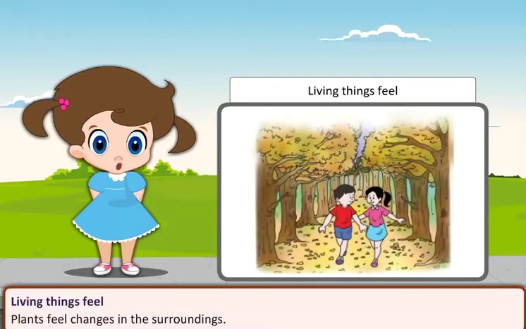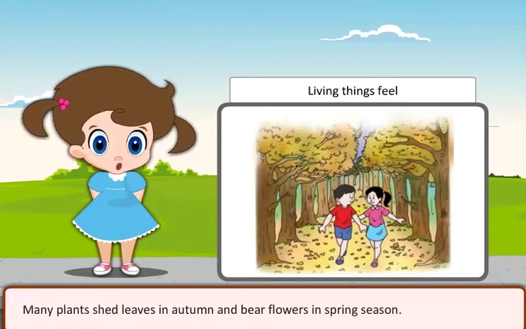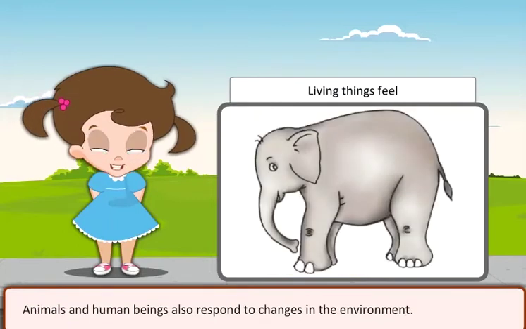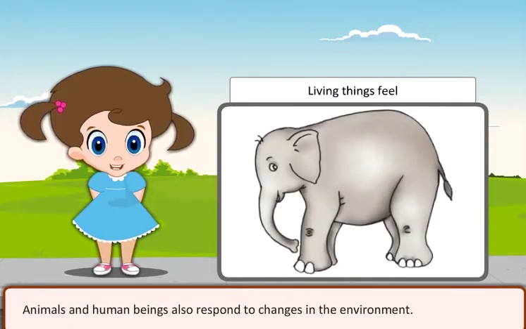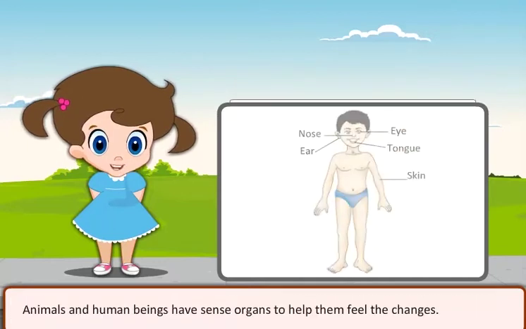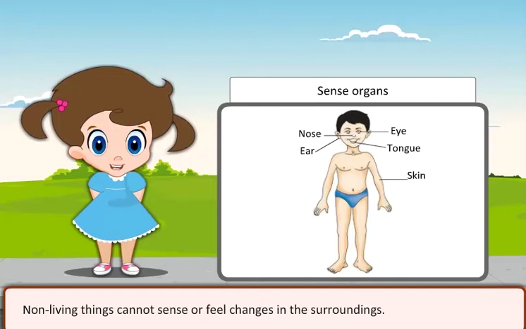Living things feel. Plants feel changes in the surroundings. Many plants shed leaves in autumn and bear flowers in spring season. Animals and human beings also respond to changes in the environment. For example, you switch on the fan in summer because you feel hot. Similarly, an elephant fans its ears to keep itself cool in summers. Animals and human beings have sense organs to help them feel the changes. Non-living things cannot sense or feel changes in the surroundings.